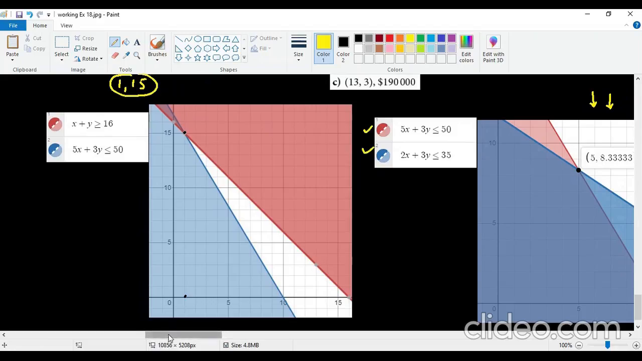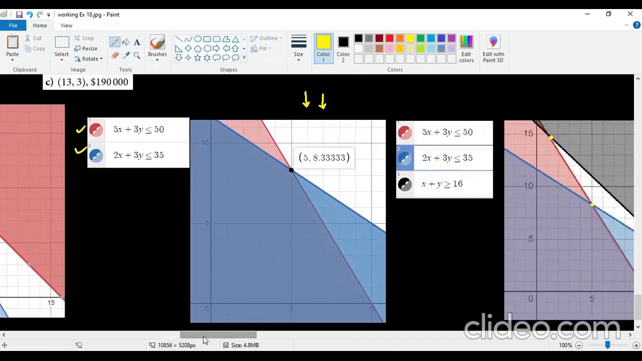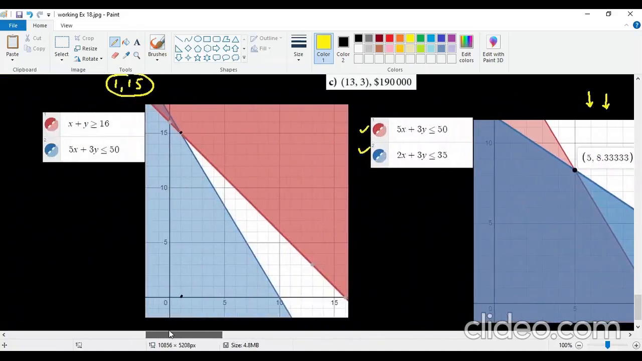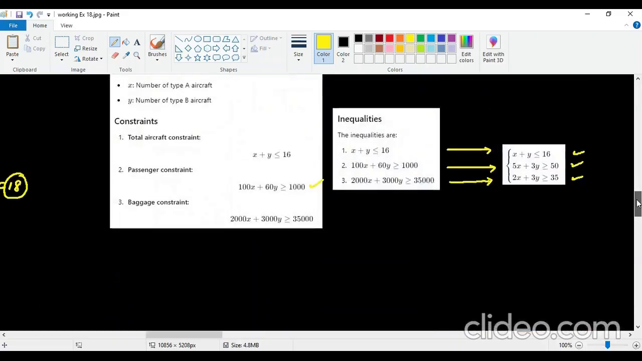You can pause the video and see how these inequalities are put in Desmos, and we found out the answer. Now, when it comes to the mathematical calculations, it is done in this way.